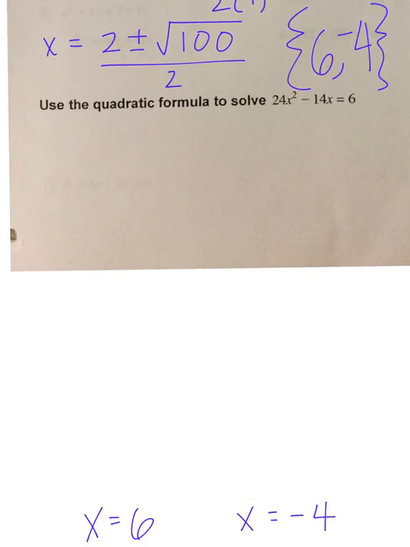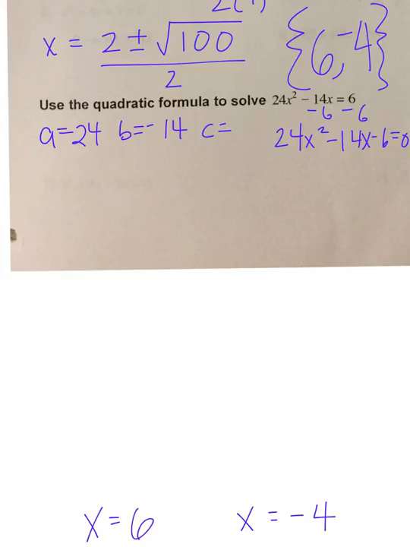Now I'm going to do the next problem. The first thing I have to do with this problem, though, is set it equal to 0, which means I got to subtract 6. 24x squared minus 14x minus 6 equals 0. Got to figure out my a, 24. My b is negative 14, and my c is negative 6.